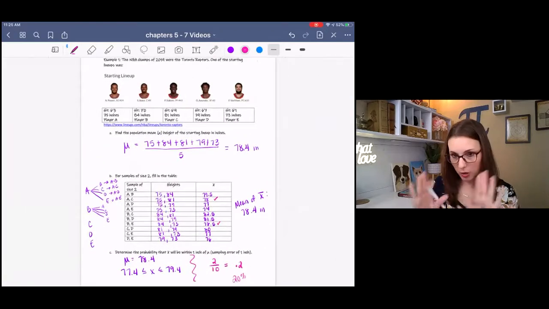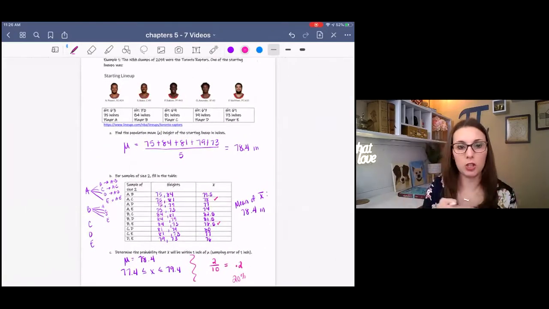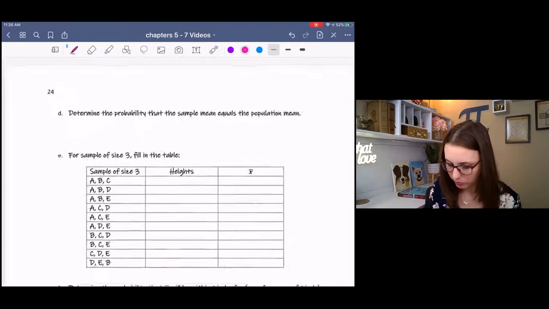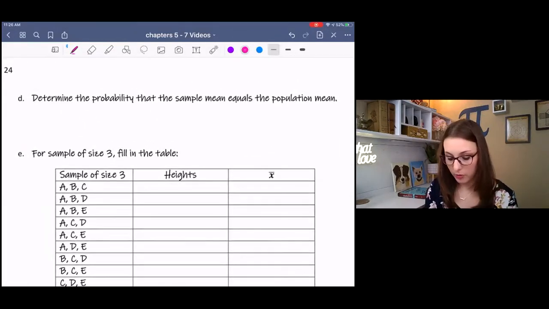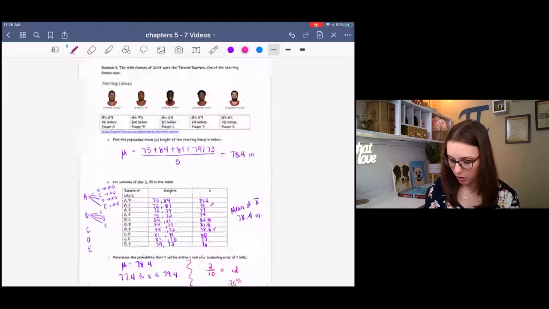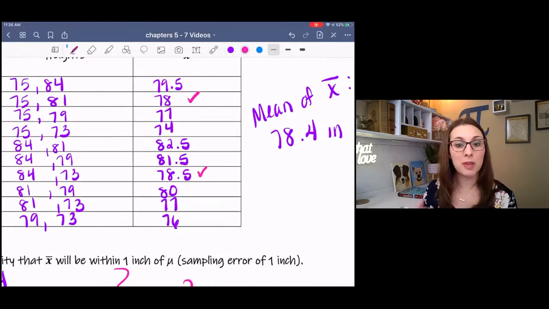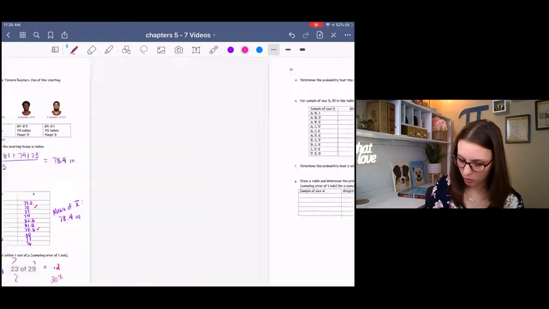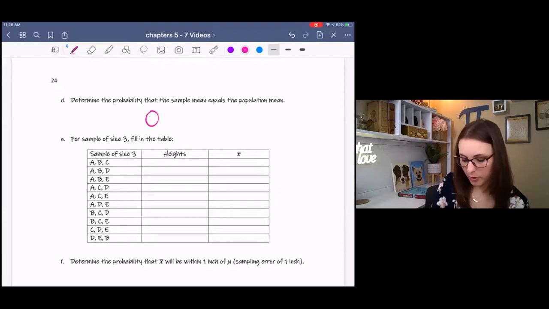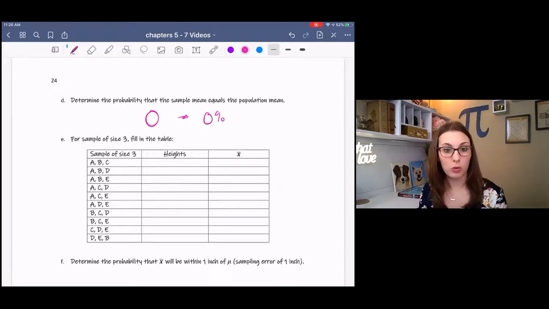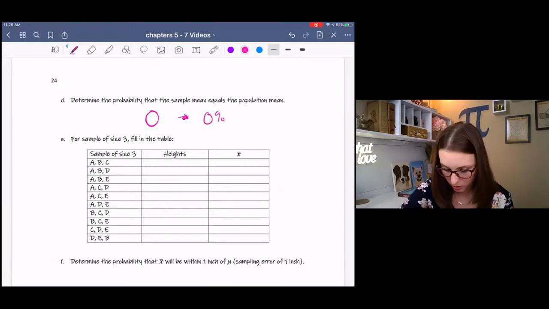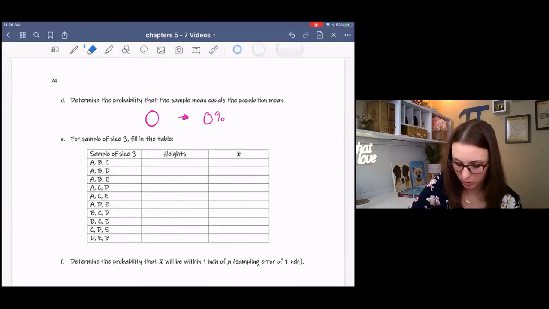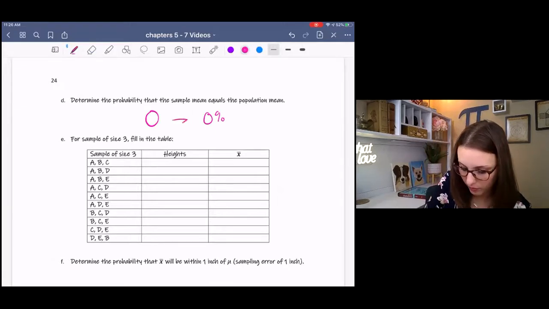Okay, so we're just going to pause, hold that in our minds for a second, and try the next example. Determine the probability that the sample mean equals the population mean. So if we look at all of our sample means, were any of them equal to 78.4? No. So that's a 0. Probability of 0, or there's a 0% chance that it will equal the population mean.